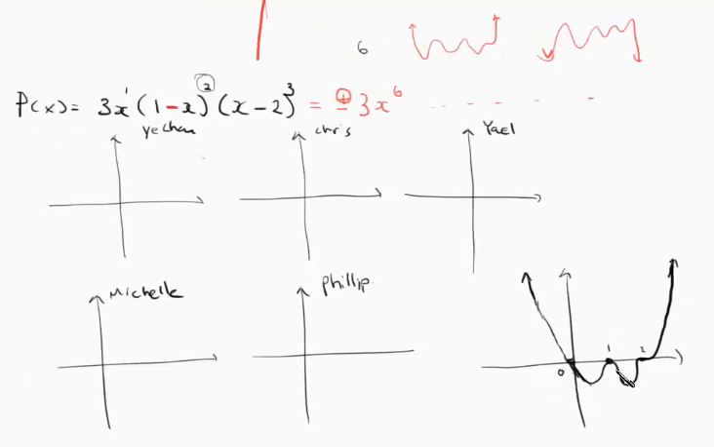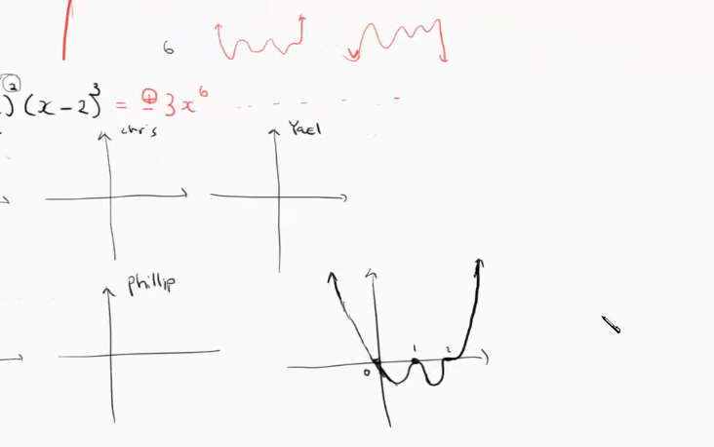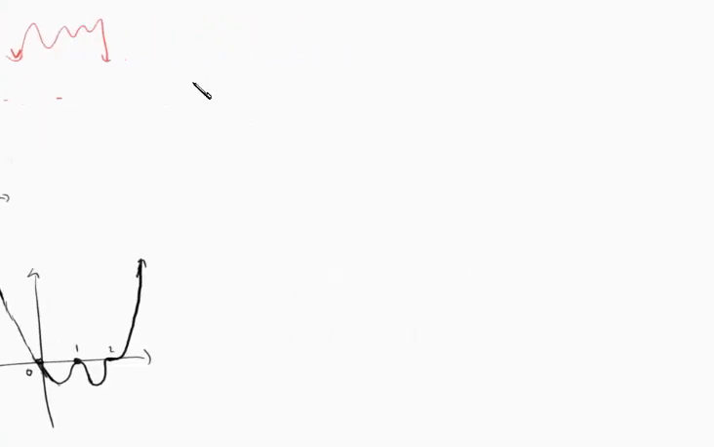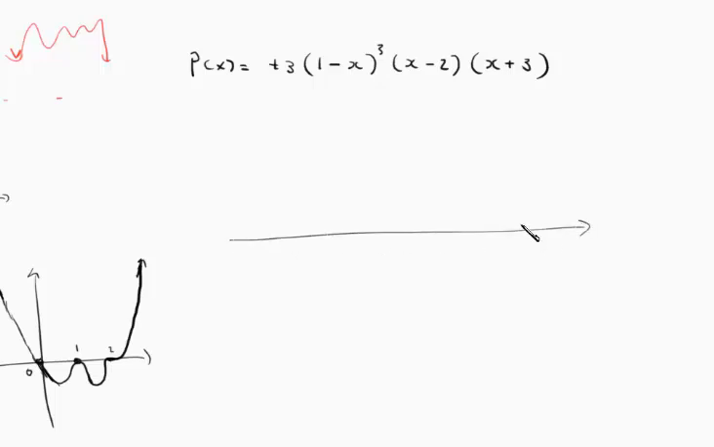So does that make sense? Okay. All right. Maybe we'll try one more. Polynomial equals minus 3 plus 3, 1 minus x to the power of 3, x minus 2, x plus 3. So we'll draw this one.